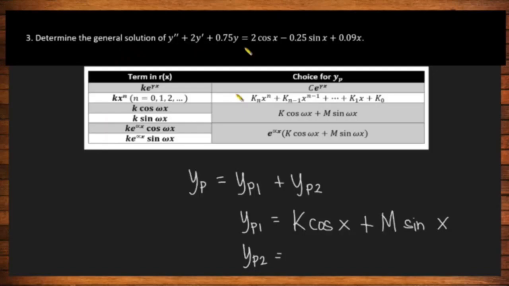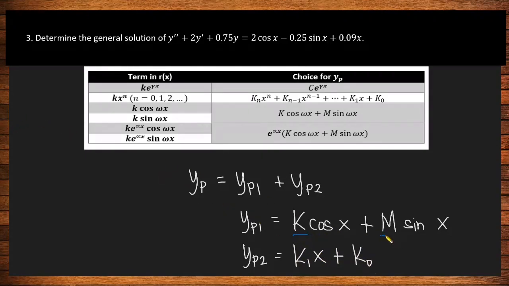So yung value ng n natin dito will be equal to 1. Therefore, this will be equal to k sub 1 x plus k sub 0. Okay, so we need to determine the value of these coefficients. So meron tayong 4 na undetermined coefficients here.